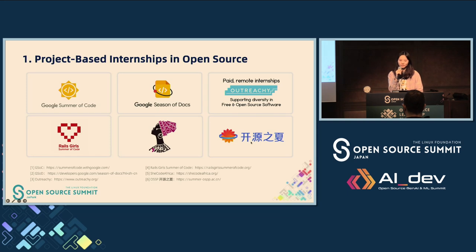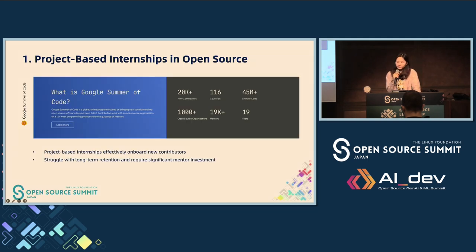It is pronounced Kaiyuan Zhixia in Chinese, and the English name is Open Source Promotion Plan. It is quite similar to GSOC, and it also supports university students in contributing to open source projects over a summer period. The program is growing rapidly and gaining influence and reputation. I think this is the fifth year, and the participating projects are mostly initiated in China, but the participants are not only Chinese students, but also contributors from India and other Asian regions. This program aims to foster local open source communities. This kind of program is great at onboarding new contributors and offering structured ways to get involved.